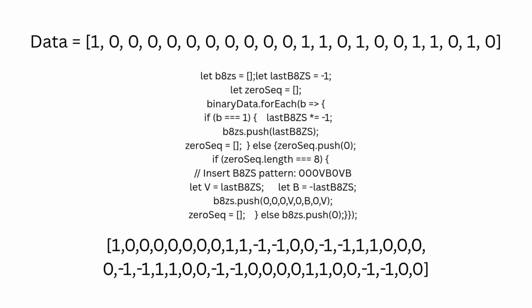B8ZS is similar to HDB3 but used in North America. Whenever we find 8 zeros, we insert a fixed pattern that includes 2 bipolar violations. This guarantees transitions so the receiver stays synchronized. How to draw? Draw AMI normally. When you hit 8 zeros in a row, replace them with the B8ZS pattern. Mark the violation pulses clearly. They have the same polarity as the previous pulse.